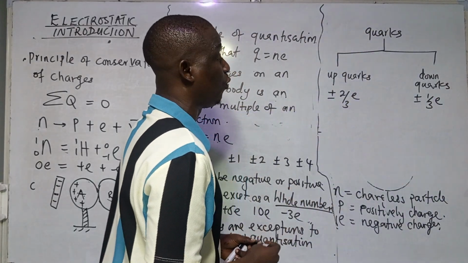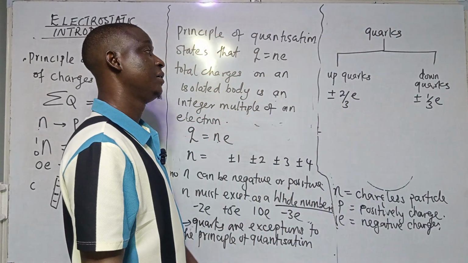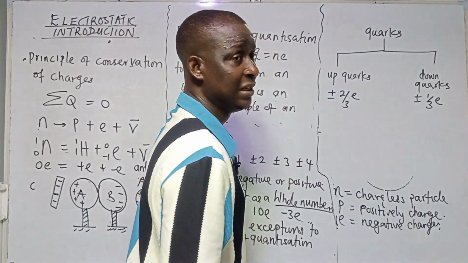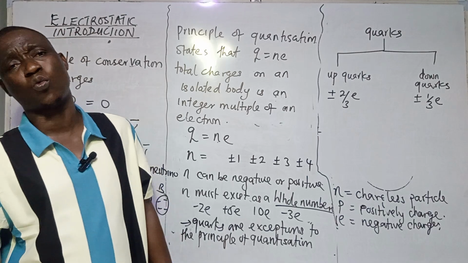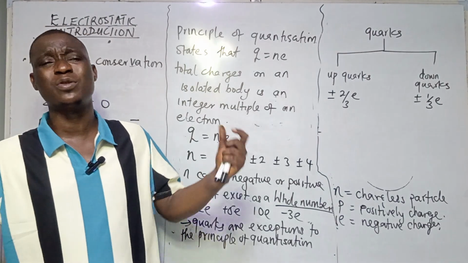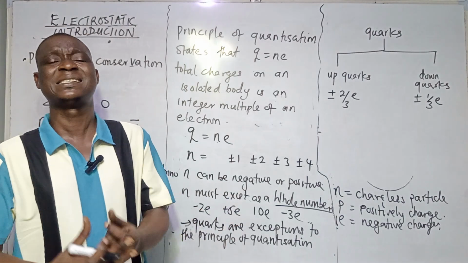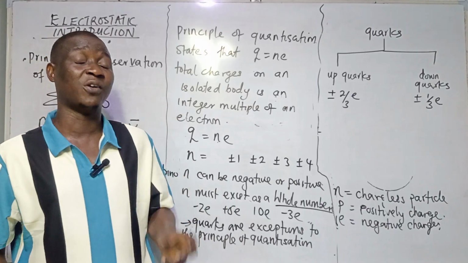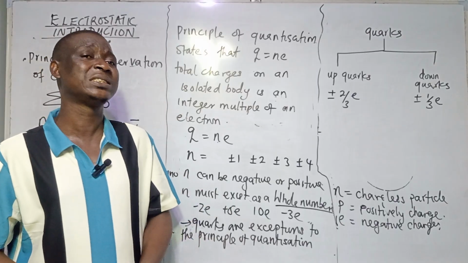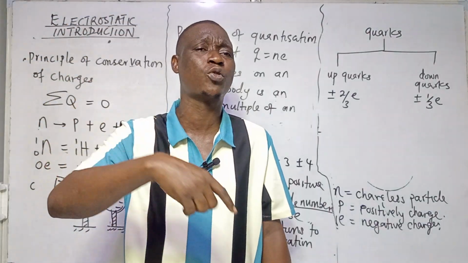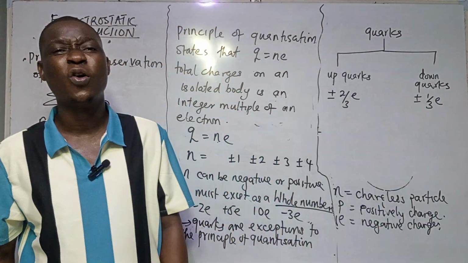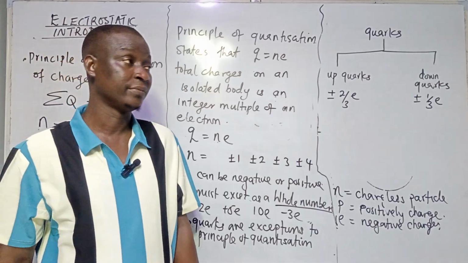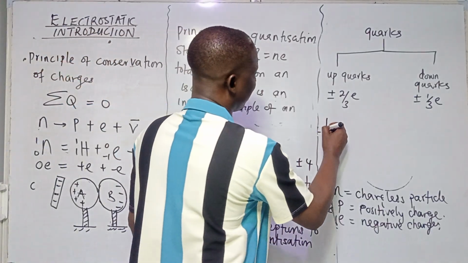So up quarks are 2/3, which can be positive or negative. Down quarks are 1/3. Can electrons exist as quarks? No. Quarks actually have their source from the nucleus, from the central core. So electrons are not in the central core. So electron has zero quarks.